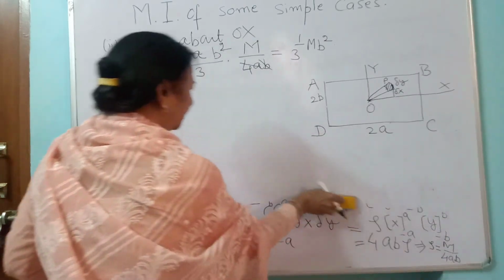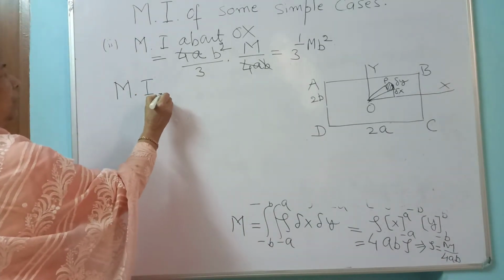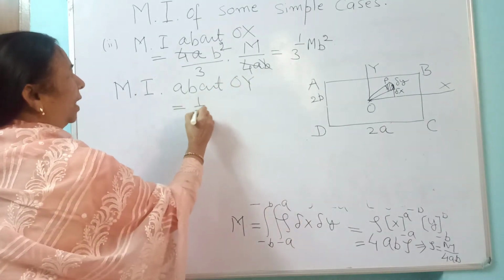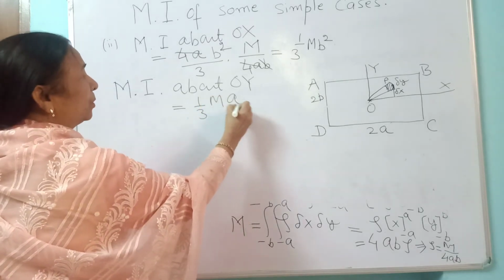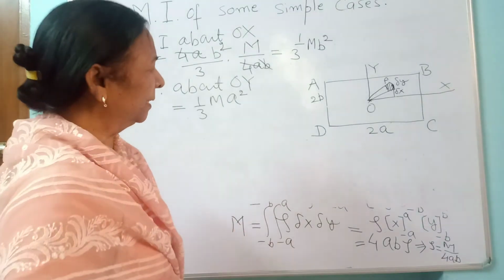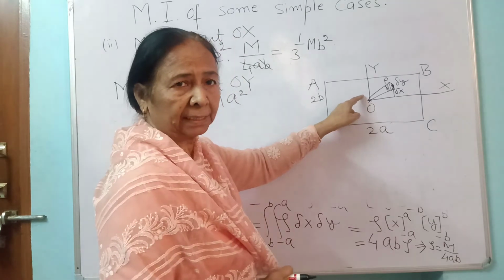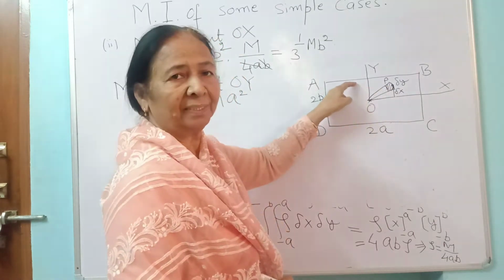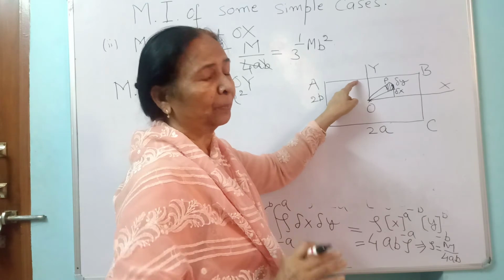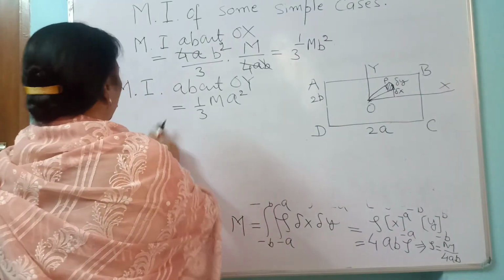Now the next case, about OY, you know, it will be similarly. The moment of inertia about OY will come out as 1 by 3 Ma square. In that case, what will happen? You will consider the same mass particle, but you have to consider the distance from this axis. So this distance from this axis is x. So it will be x square, mass into this perpendicular distance square. And then you will do the same integral, you will get the result as 1 by 3 Ma square.